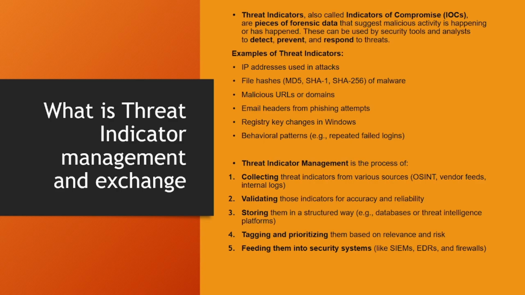Threat indicator management is the process of collecting threat indicators from various sources, validating those indicators, storing them in a structured way, tagging and prioritizing them based on relevance or risk, and feeding them into security systems like SIEMs, EDRs, or firewalls. And I'll give you a couple more seconds to look over, because I went over a few of the examples. But you get the picture, right? All right, moving on.